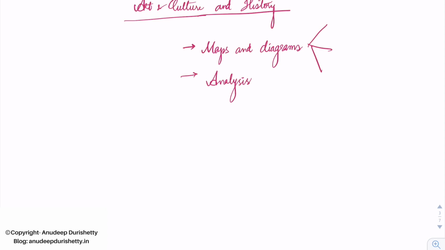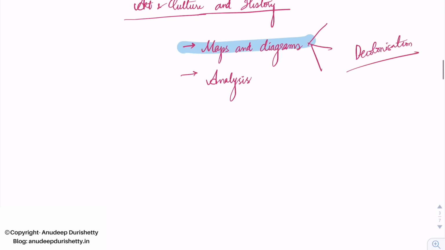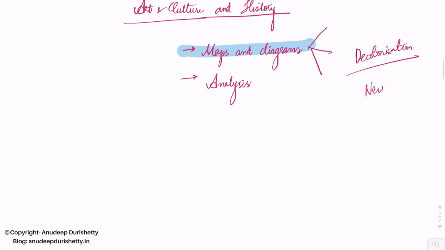The same goes for history too, especially in world history topics, where you can label and draw proper maps to depict a phenomenon. For example, if there is a question on decolonization post World War II, for this you can draw a map and depict the decolonization process which led to birth of new nations.